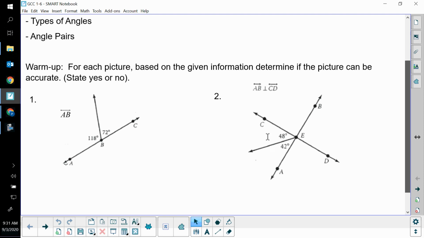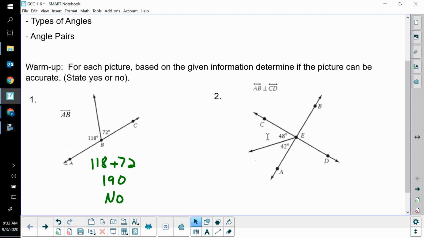All right, so looking at our warm-up, we want to see if this can be accurate, yes or no. Well, we have angles on a line. We know that angles on a line should add to 180. If we add these, they add to 190. So this one would be a no.